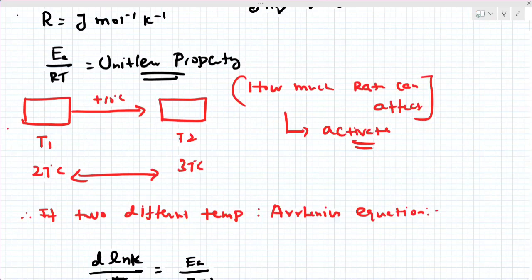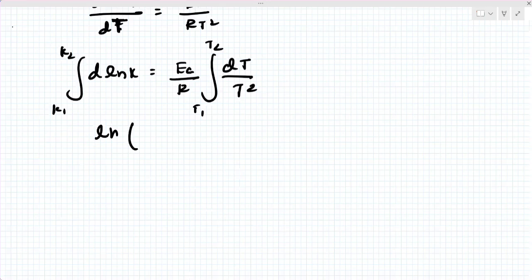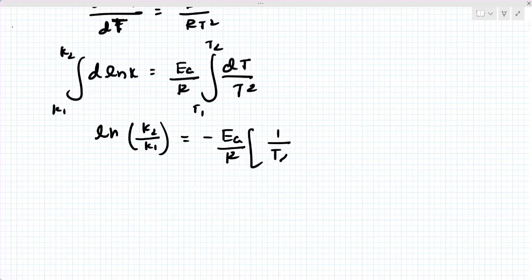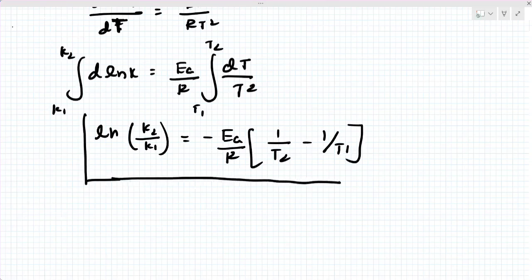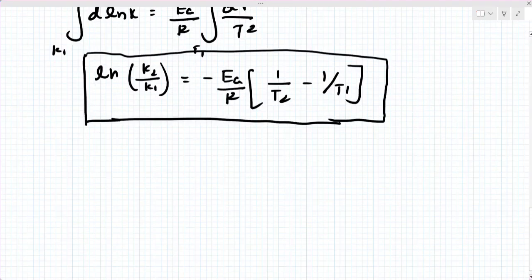Capital D1, this way. If we do the integration, what is the overall formula? ln K2 by K1 is equal to minus EA by R into 1 by T2 minus 1 by T1. This is the equation. Now I'm going to rearrange this equation.